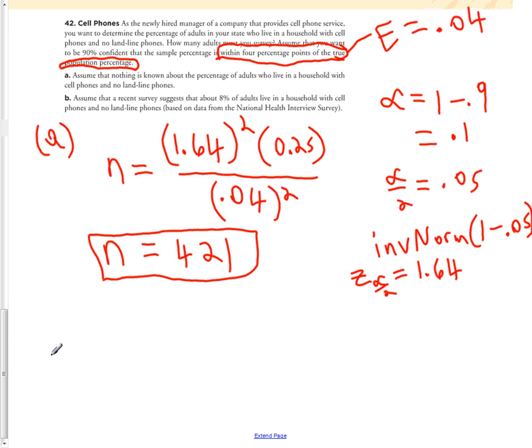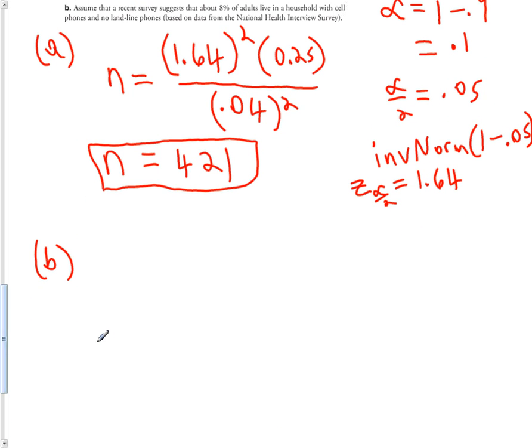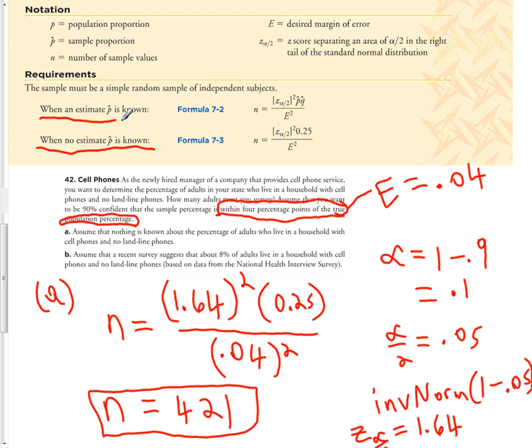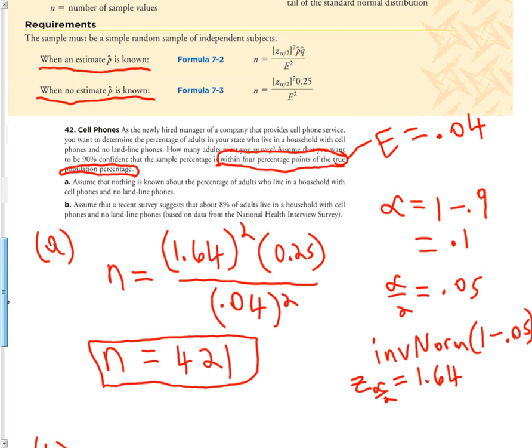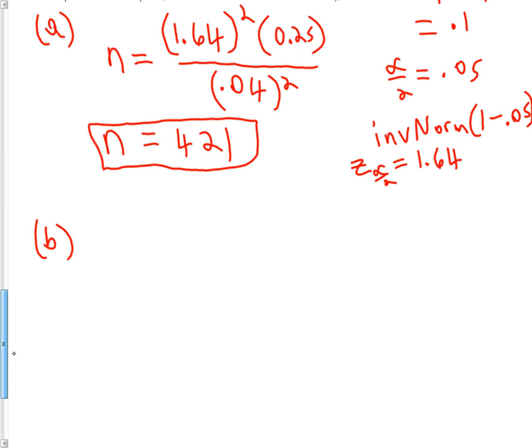Now let's look at part B. Let's extend this a little bit. Part B says, assume that a recent survey suggests that 8% of adults live in households with cell phones and no landlines. So now we actually have an estimate for p hat. We already have an estimate from a prior survey. So in this case, we can use formula 7.2. And this should relax our requirements a little bit. Now that we have a little bit of information, our sample size that we require is probably going to be a little bit smaller. Let's see here.